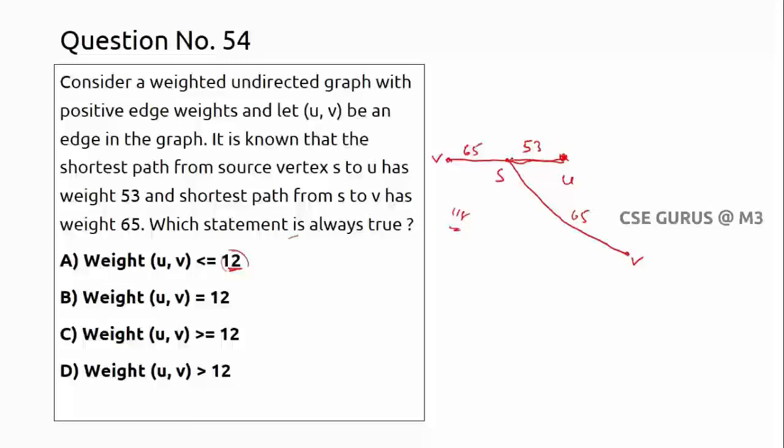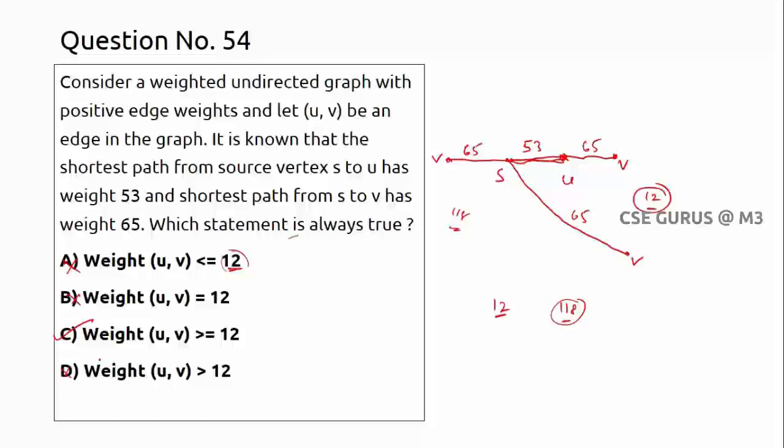If S to U is here, and S to V is also on the same line, 65. Now what is U to V? 53 and 65, now I can subtract, right? 65 minus 53 is 12. So what is our conclusion here? The distance between U and V will be minimum 12, maximum 118. At least you cannot get less than 12, right? So if you see here, weight of (U, V) equals 12 is not a correct answer, it might be 12 only once but not always. It is greater than or equal to 12, yes, true.